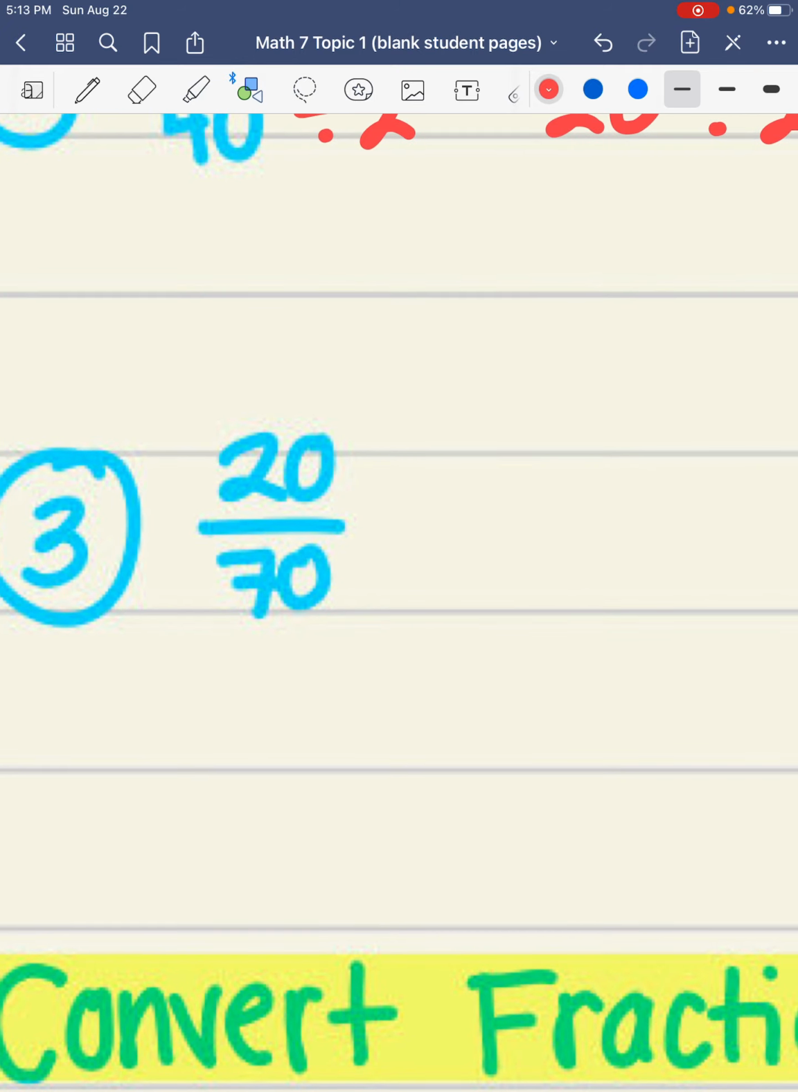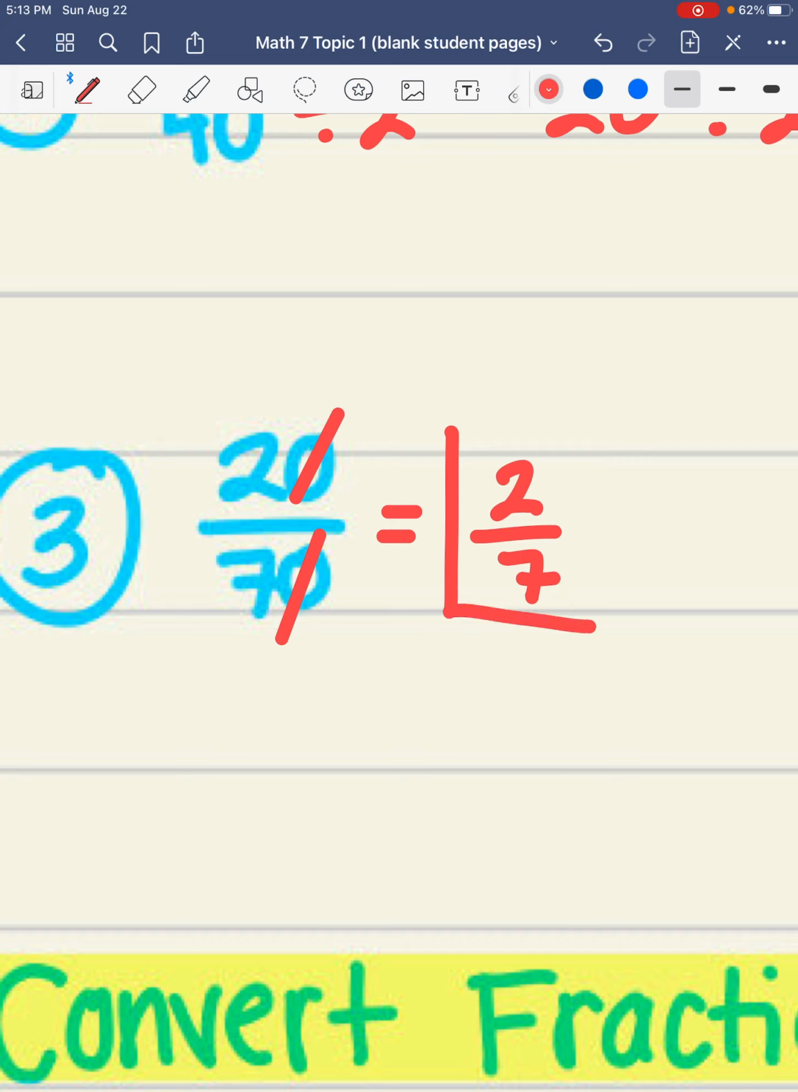Okay, let's look at number 3. So 20 over 70. Well, what I recognize is that both of these numbers end in a 0. So one thing that I can do in this case is cross out those zeros. So that's essentially like dividing by 10. So I've already divided by 10, and now I'm left with 2 sevenths. Can I reduce that? No, I cannot reduce that. So I know that 20 over 70 is equivalent to 2 sevenths. And again, the number on the bottom is an odd number, and the one on the top is an even number. So there is not a number that I can divide into both of those.